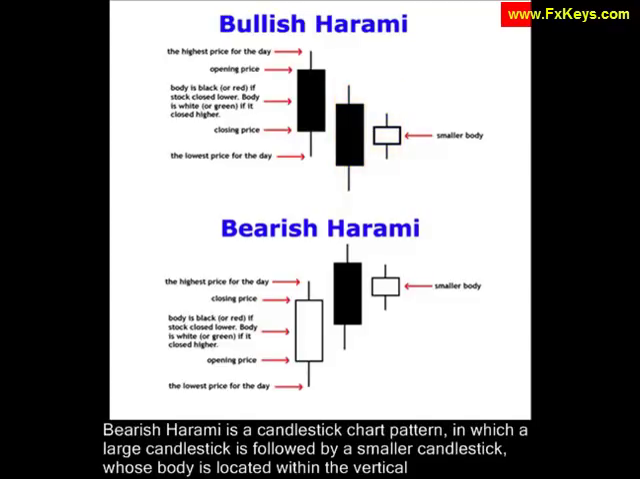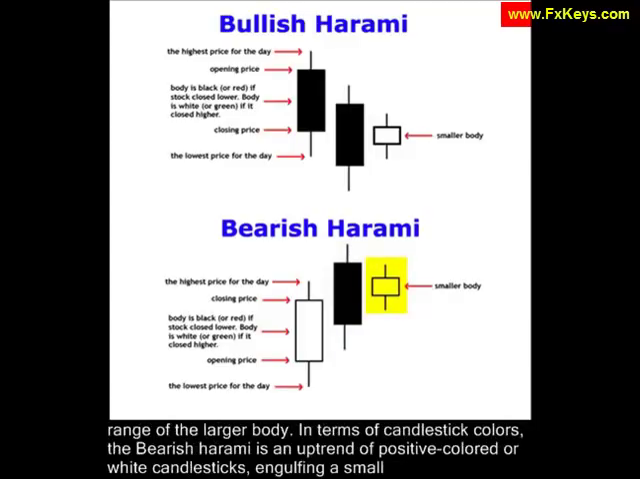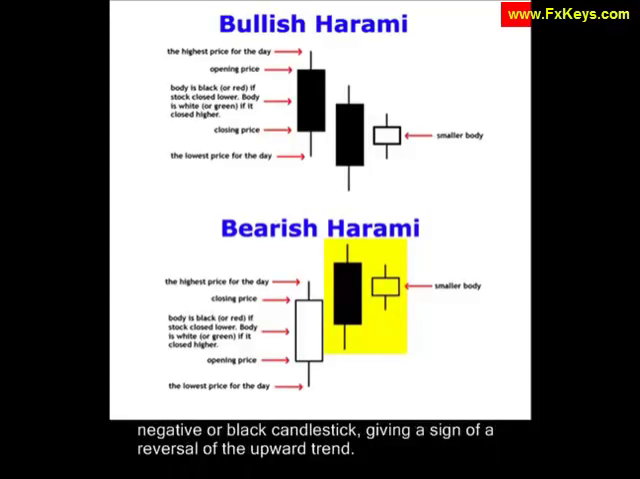Bearish Harami is a candlestick chart pattern in which a large candlestick is followed by a smaller candlestick, whose body is located within the vertical range of the larger body. In terms of candlestick colors, the bearish Harami is an uptrend of positive colored, or white candlesticks, engulfing a small negative or black candlestick, giving a sign of reversal of the upward trend.